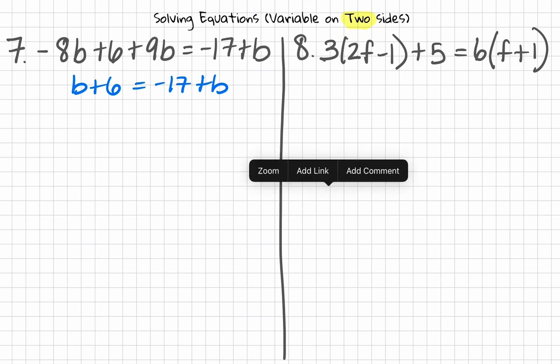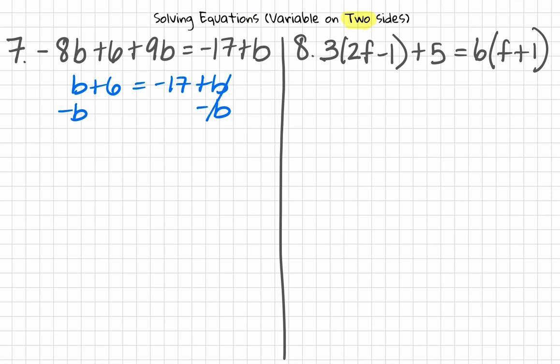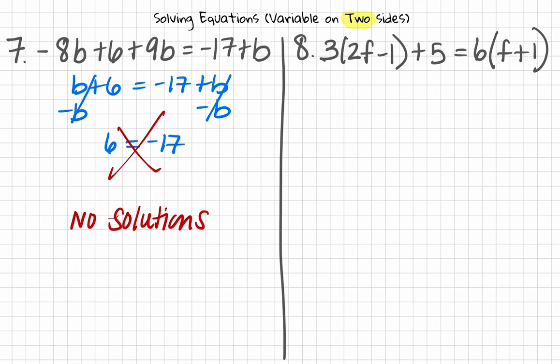Okay, I'm going to get the variables on the same side. So I'm going to subtract b. That makes it 6 is equal to negative 17. 6 is never going to be equal to negative 17. So the answer to this is no solutions. Sometimes your answer is not going to have a solution. As long as you show your work, you'll be fine.